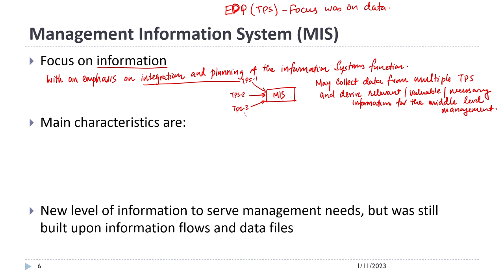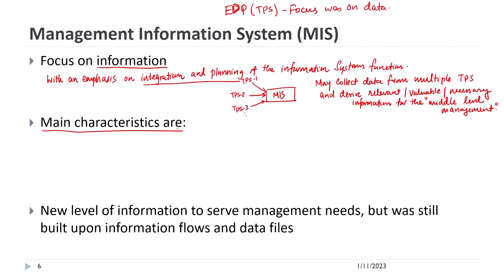Most of the time the MIS was originally intended for this; middle level is a very loosely used term in this regard. People sometimes say MIS is meant for the middle level management, not necessarily. It is an aggregation of everything that is above the TPS. The TPS, the transaction processing system, is really meant for the lower level. The MIS is one level up, where data from multiple transaction processing systems is collected in one go and raised up to one level.